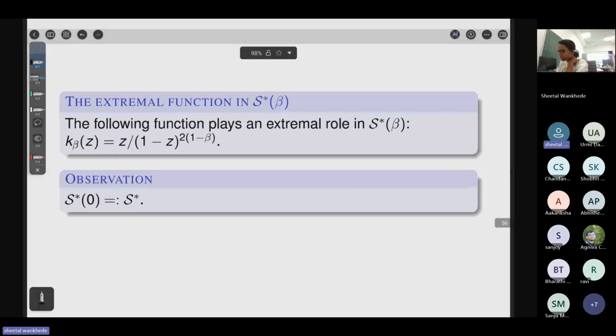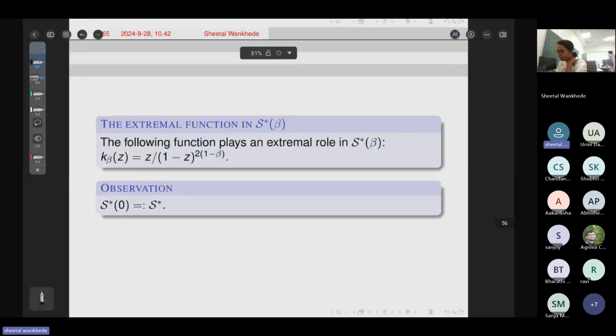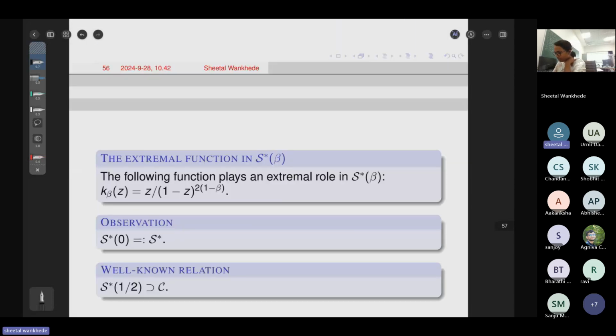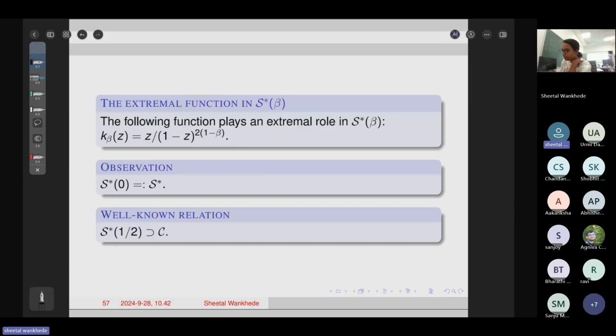Okay, so one observation: if we see for beta equal to 0, this class coincides with the star-like class. And when beta is half, this class of convex functions is a subclass of S star of half. So I want to mention some open problems in this direction.